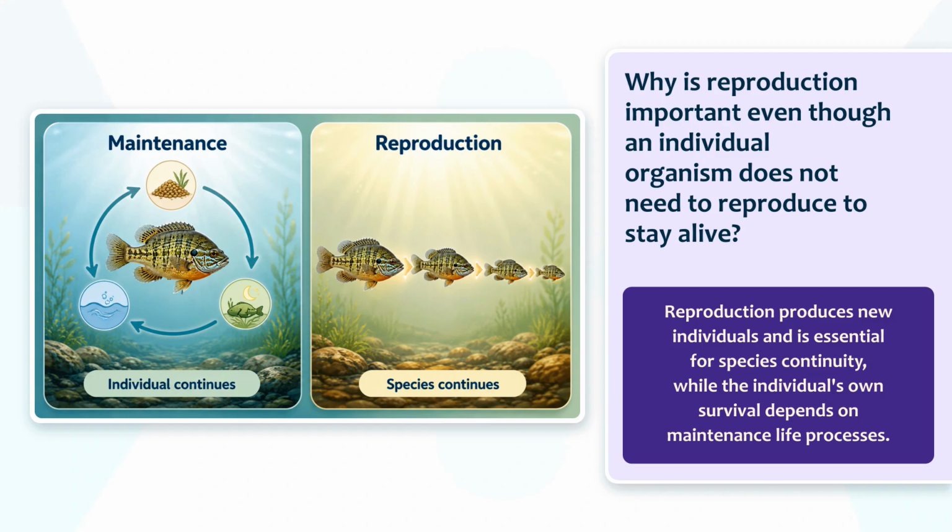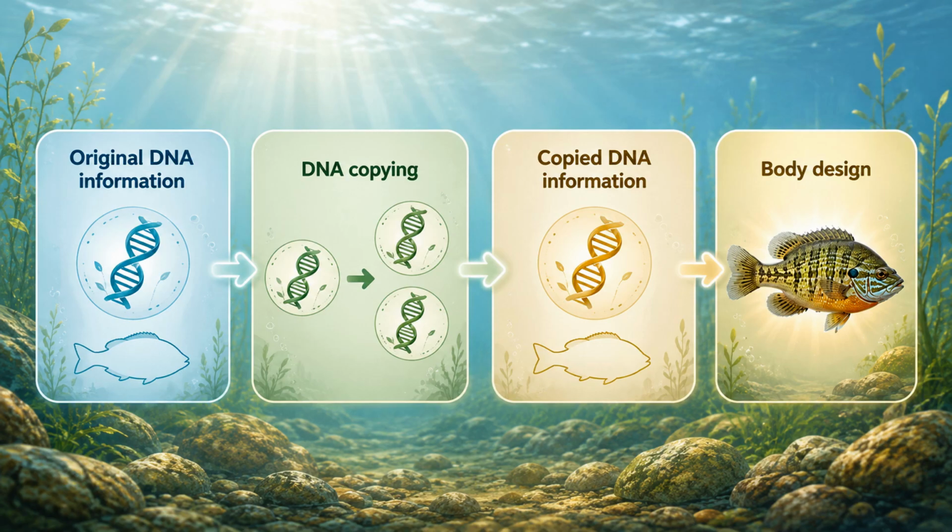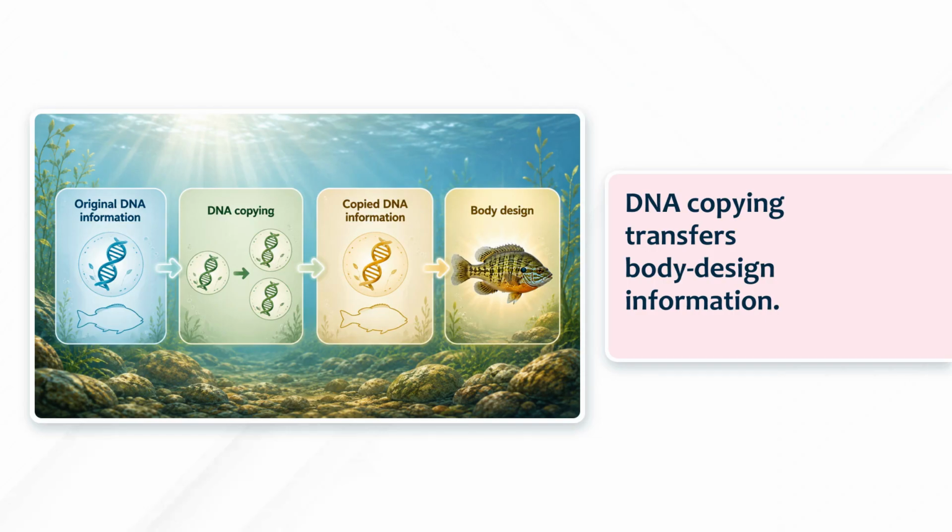Next, we will see what has to be copied, so new organisms can share the same basic body design. The image shows DNA information being copied and carried forward into new biological material. That transfer helps new organisms preserve the same basic body design as their kind. Follow the information pathway from left to right. DNA copying transfers body design information. That transfer helps explain why the basic form is preserved.